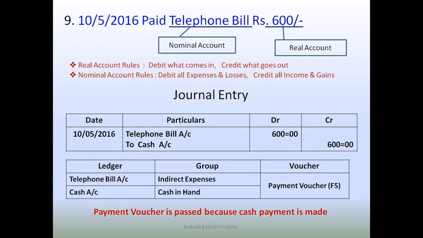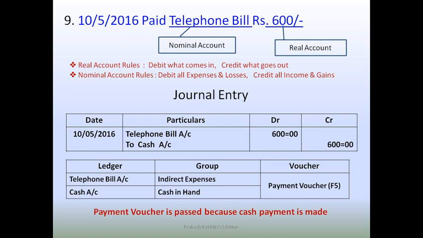So the journal entry, date 10/5/2016, particulars, the head of the ledger: the telephone bill account. It is the nominal account. The nominal account rule says debit all expenses and losses, credit all incomes and gains. We have entered it on the debit side because it is an expense for the company.